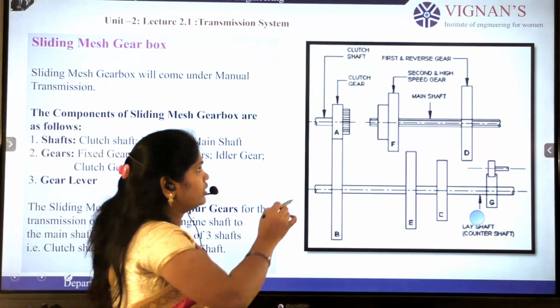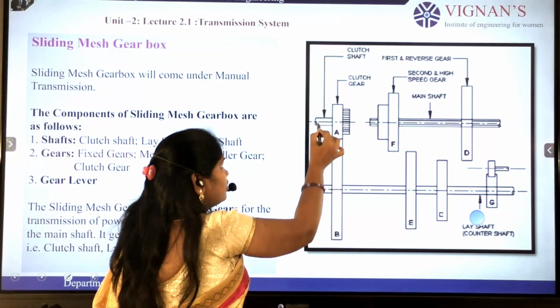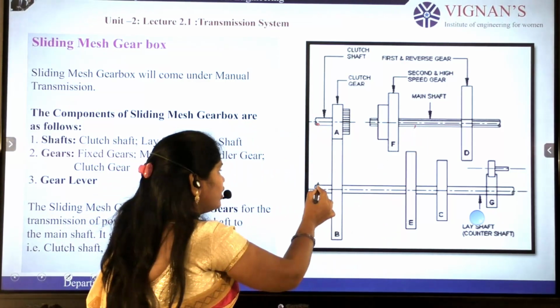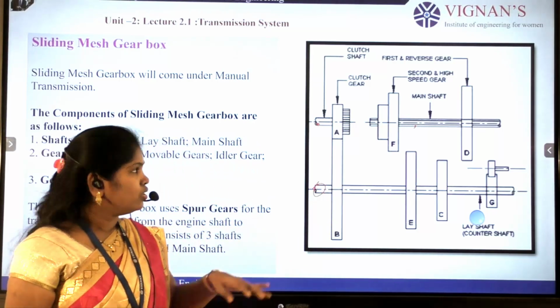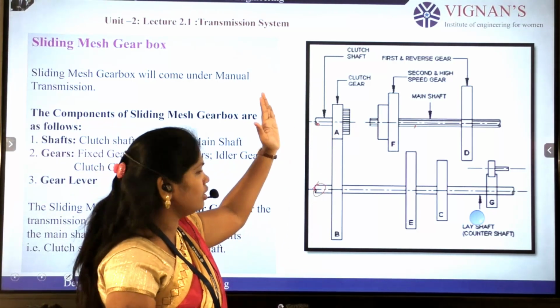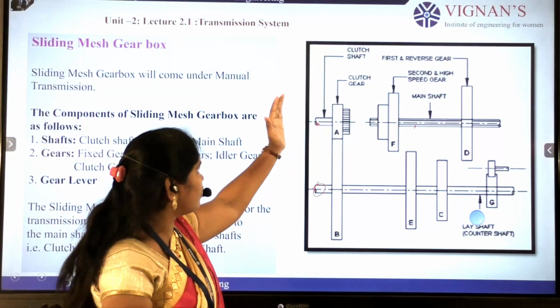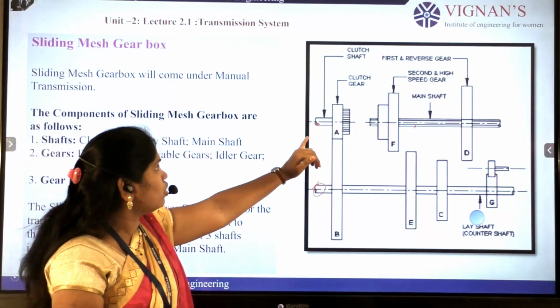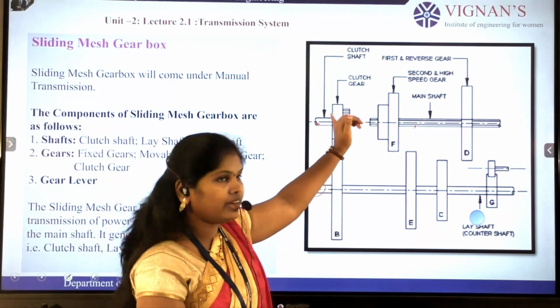Here we have three shafts. This one is the clutch shaft, this one is the main shaft, and this one is the lay shaft. The clutch shaft is connected to the clutch, so the power coming from the clutch will transfer to the clutch shaft. Here we have gear A.